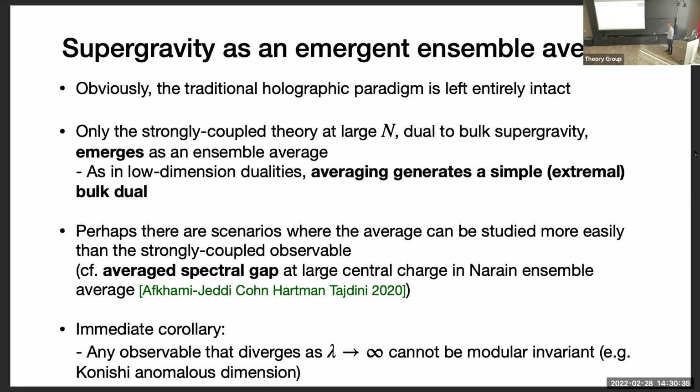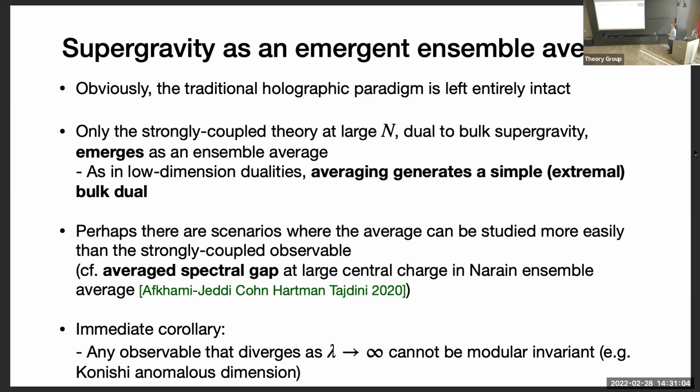You might hope that there might be some scenarios where the average, as a coarse-grained observable, can be studied more easily than the strong coupling limit, which requires control over strong coupling dynamics. And potential inspiration for this is the Narain duality, where the average spectral gap at large central charge was essentially manifest in the ensemble average. But if you try to show typicality of that by sampling random Narain theories, it's basically impossible.